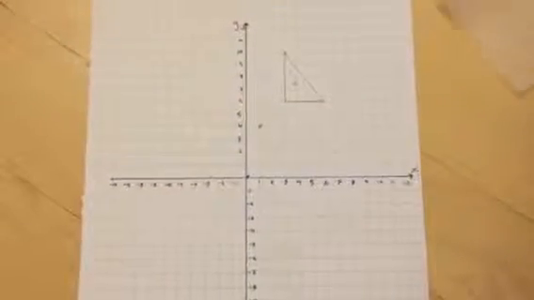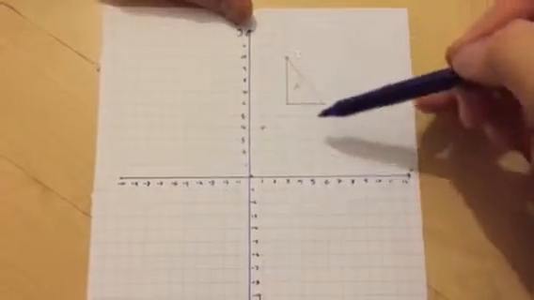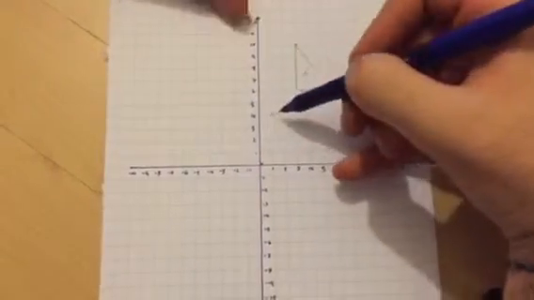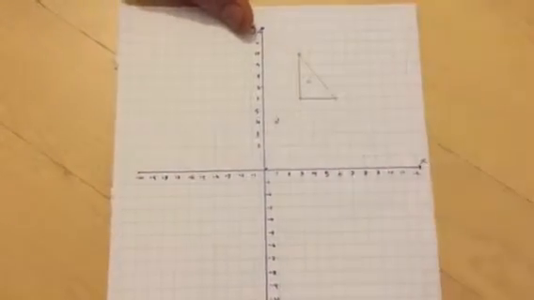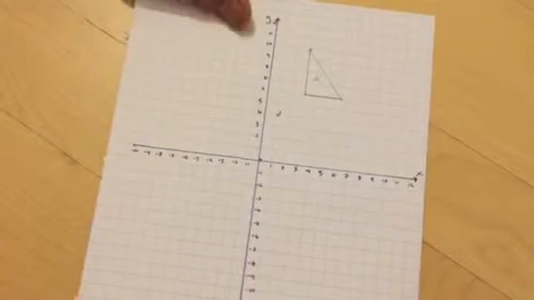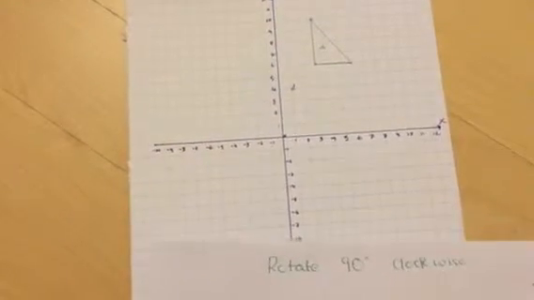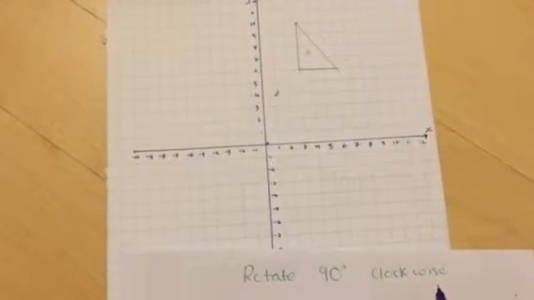To rotate a shape, you need tracing paper. Now, you're given a shape. In a question, you're given a shape, and you're given a point where it's going to be rotating. The question they would ask is something like this: Rotate the shape 90 degrees clockwise.